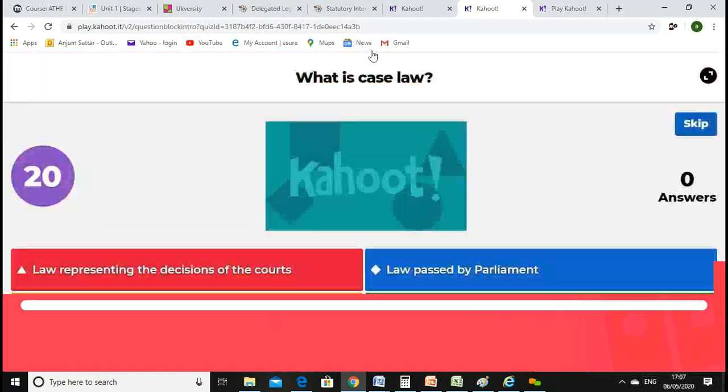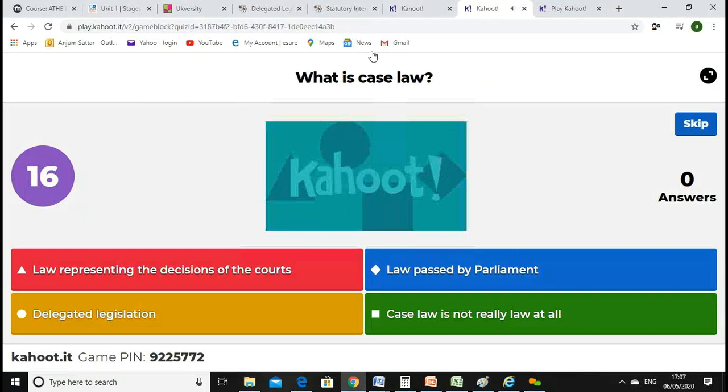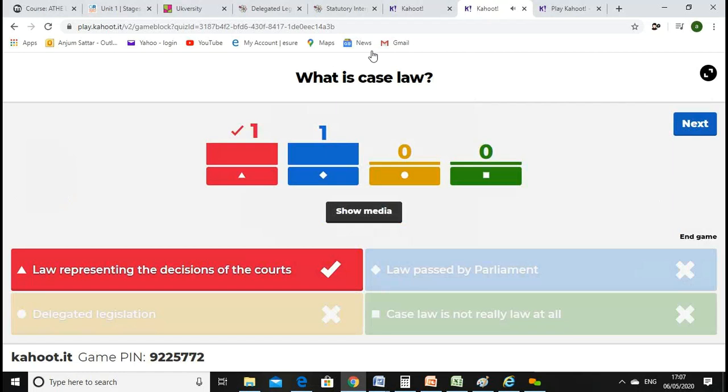So, what is case law? Case law represents the decisions of the court, because a court decision is case law. The court can decide over previous law, not just parliamentary law. Maybe you have heard of a lot of landmark cases, where the court gives a judgment not only based on parliament's law, and the interpretation they give becomes case law.